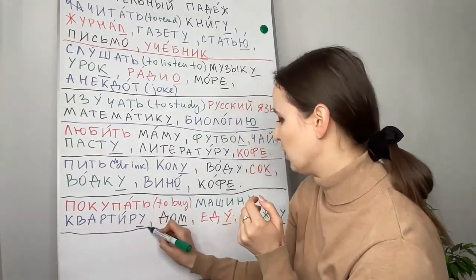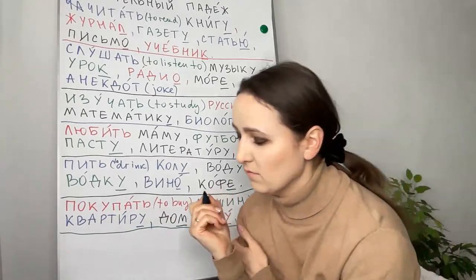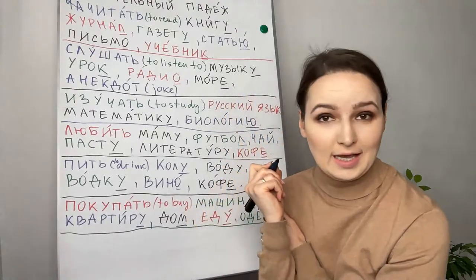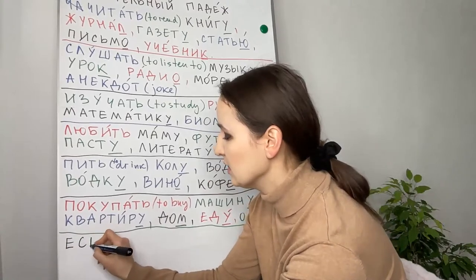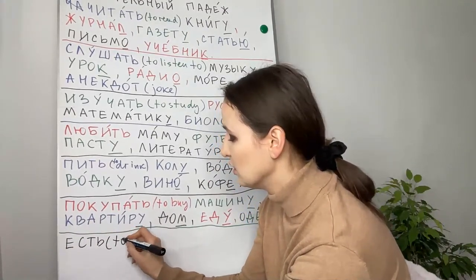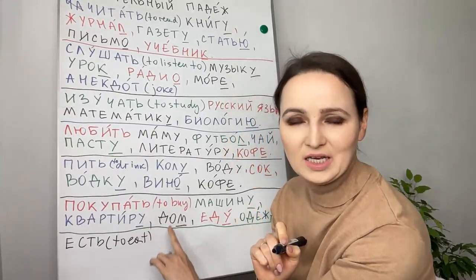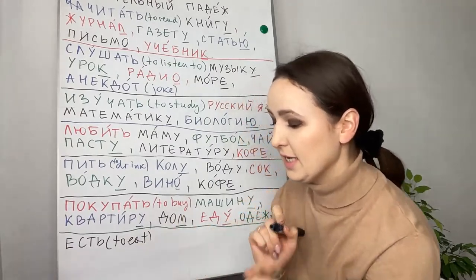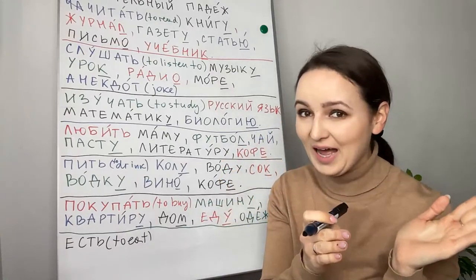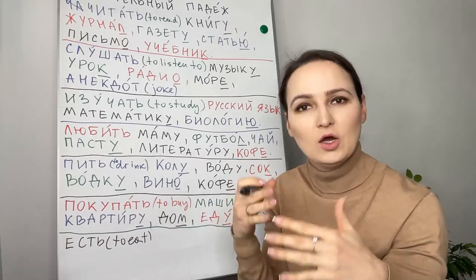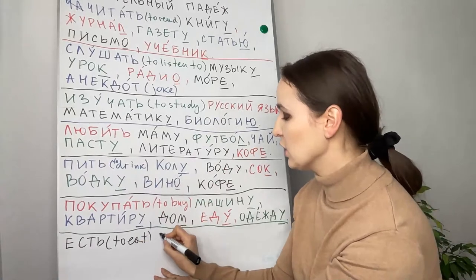Так, и следующий глагол, and the next verb is есть, to eat. This verb also asks for the noun after it to be in accusative case. For example, есть, to eat fish. Fish is рыба, ends in а, so it's feminine. We have to replace а with у to make it accusative. Есть рыбу.